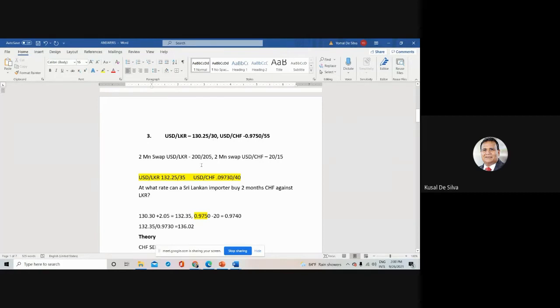That all depends on this: if the spot bid rate is lower than the ask rate, it is always a premium, and you need to add. If in this situation the bid rate is higher than the ask rate, then for 2 months, this should be 2 months.